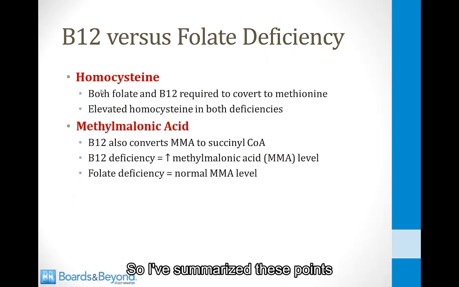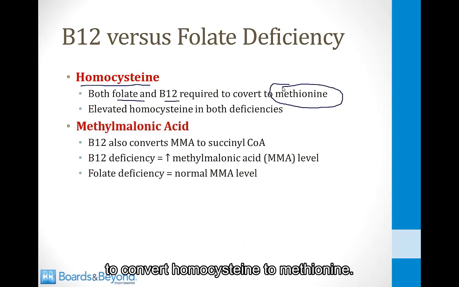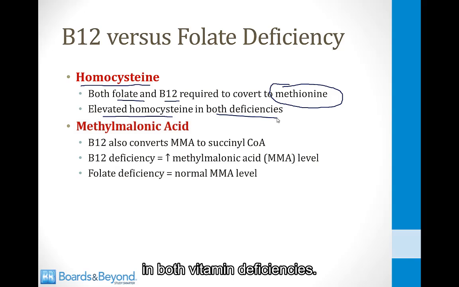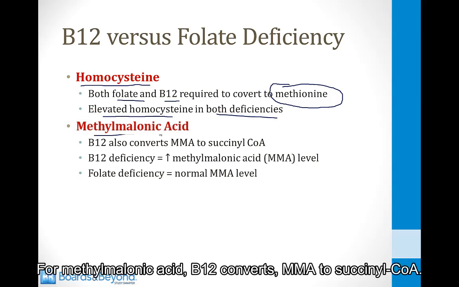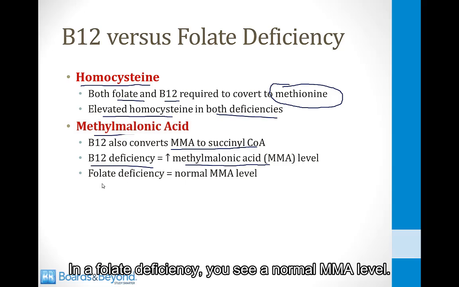So I've summarized these points on this slide here. For homocysteine, both folate and B12 are required to convert homocysteine to methionine. This means you will see an elevated homocysteine level in both vitamin deficiencies. For methylmalonic acid, B12 converts MMA to succinyl-CoA. So in a B12 deficiency, you see a high MMA level. In a folate deficiency, you see a normal MMA level.